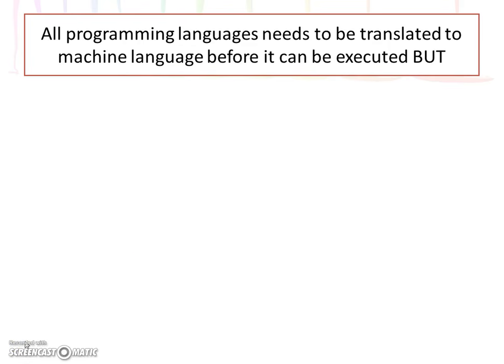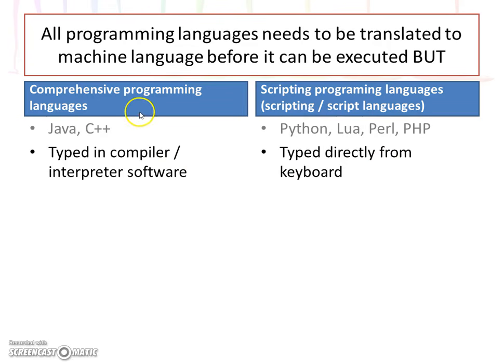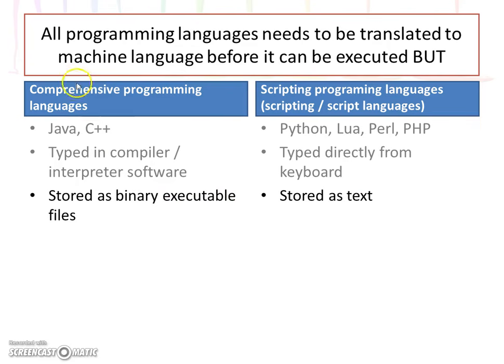To finish off, all programming languages need to be translated to machine language before they can be executed. We have comprehensive programming languages like Java and C++, and we have scripting programming languages, which are Python, Lua, Perl, and PHP. Comprehensive programming languages need to be typed into a compiler or interpreter software. Scripting programming languages need to be typed directly from the keyboard using Notepad++. Comprehensive programming languages are stored as binary executable files. Remember, zeros and ones. Scripting programming languages are stored as text, Notepad++.